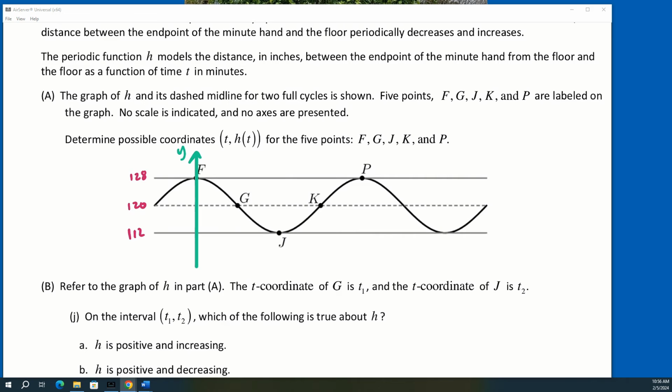All right, and then I'm just going to go ahead and draw my x-axis. It's not going to be to scale, obviously. That's okay, but it's definitely below that 112 line. So this is when y is 112. This is when y is 0. All right, so what is the period of this function? Like how long is it going to take it to get from F to P, or from 12 o'clock back to 12 o'clock again? 30 minutes. This is a weird clock.